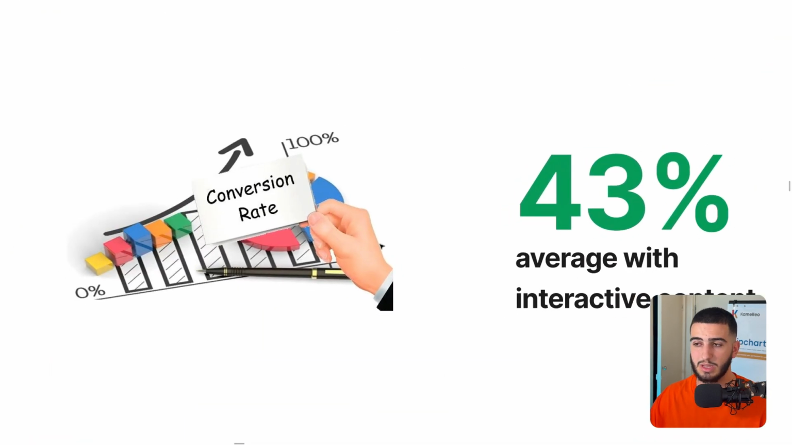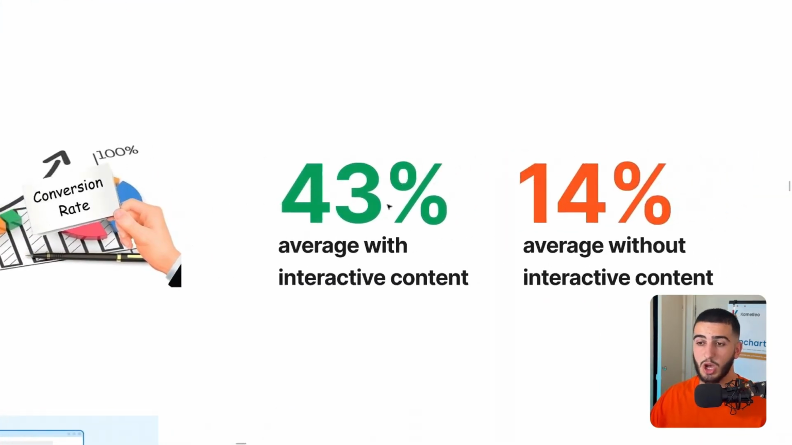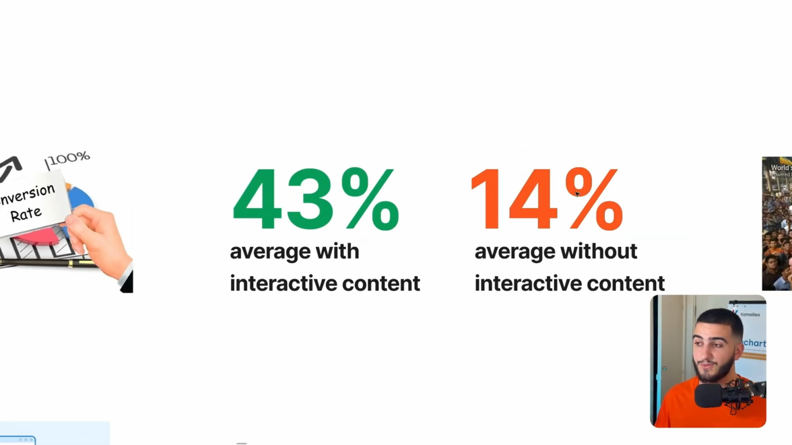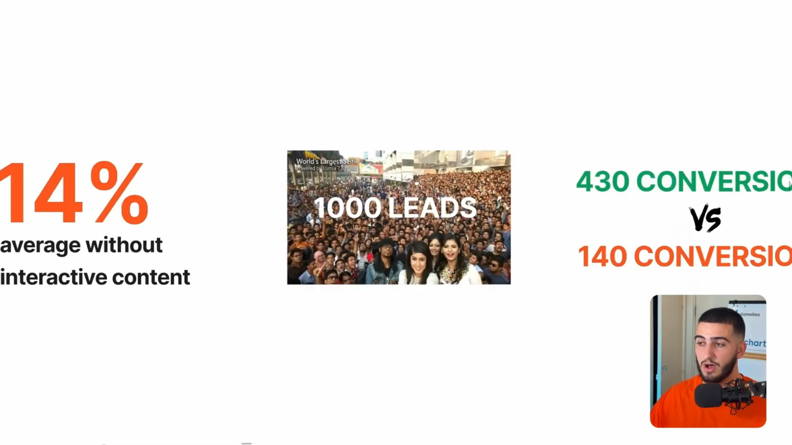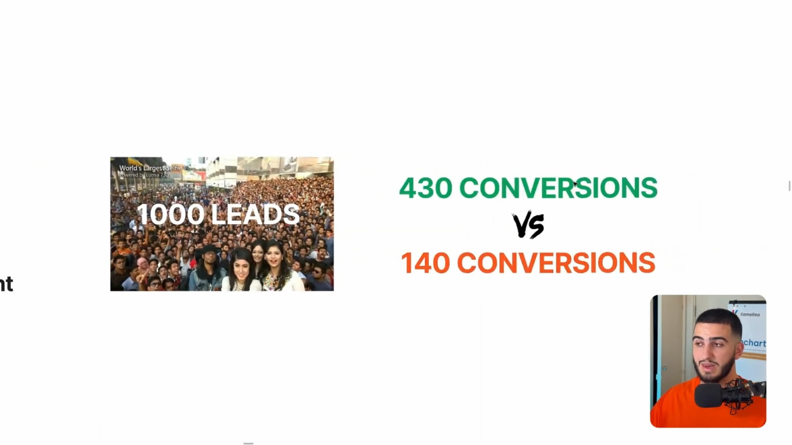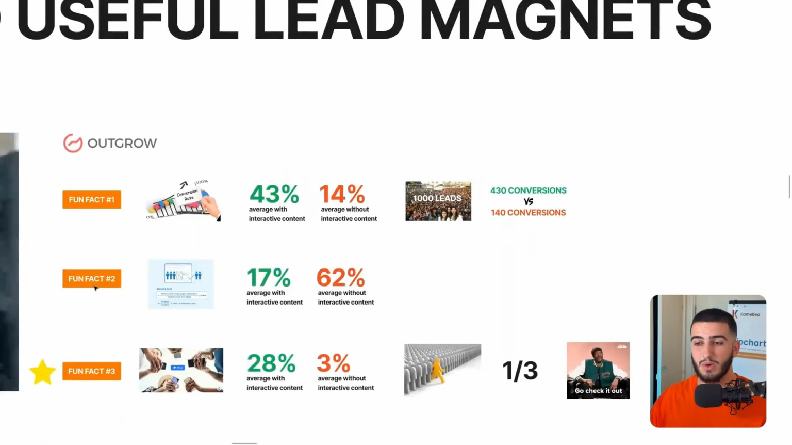First is conversion rates. Now, this is probably one of the things that you guys probably care most about. From the data, it showed that conversion rates with interactive content had an average of 43% compared to the 40% average without interactive content. So that basically means if you get 1,000 leads, with what I'm about to show you today, you can get 430 conversions compared to the 140. So immediately, that's already a massive win.